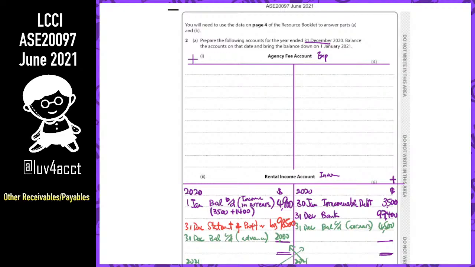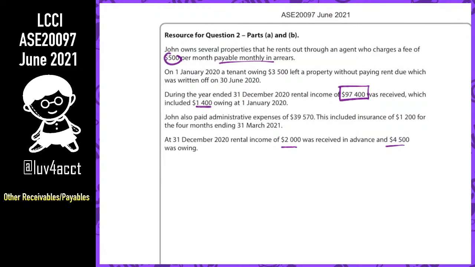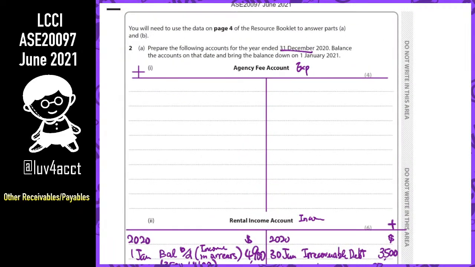Let us take a look. We only have one line about agency fee: 500 per month, payable monthly in arrears. From this I have to make a decision. That means it is paid 1 month after the amount is due. That means in January you are actually paying for December. In February you are paying for January. 500 per month, so this is easy. If you have owing, it is a liability for you, other payables. So it goes into the credit side.